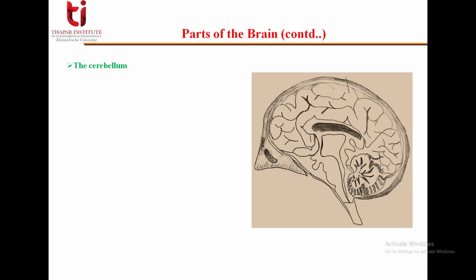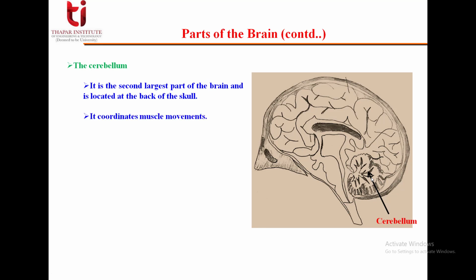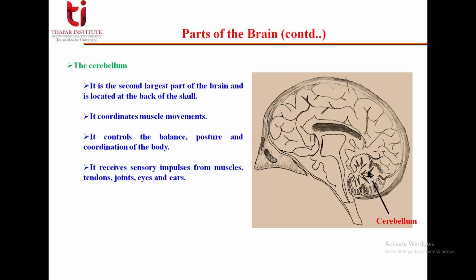Now the next main part of the brain is the cerebellum. It is the second largest part of the brain, and it is located at the back of the skull. You can see in the diagram it is showing the cerebellum. It is useful for coordinating muscle movements. It controls the balance, posture and coordination of the body. This again we will refer to when we discuss the muscular system of our body. It receives sensory impulses from muscles, tendons, joints, eyes and ears.